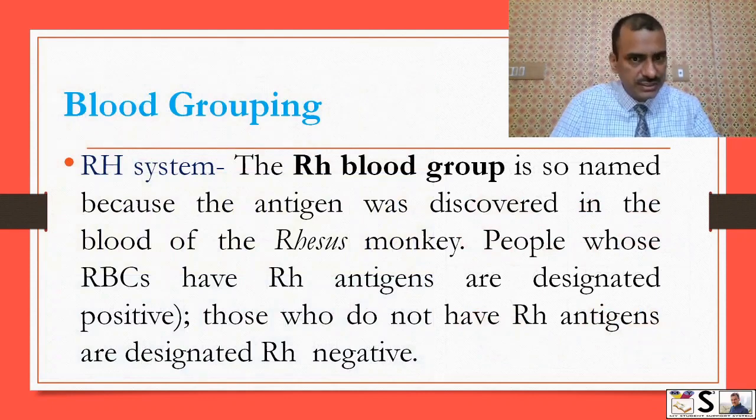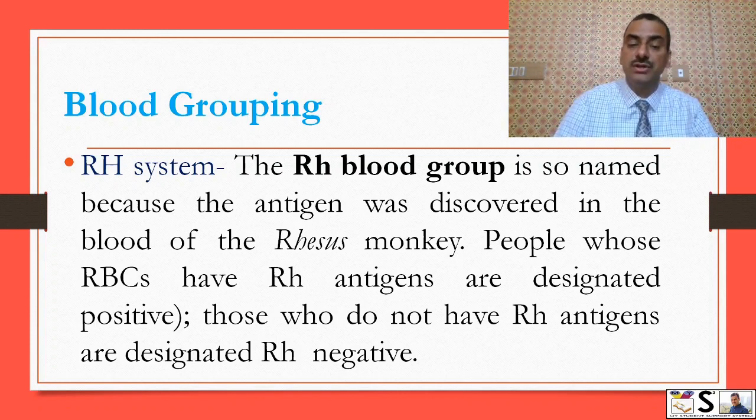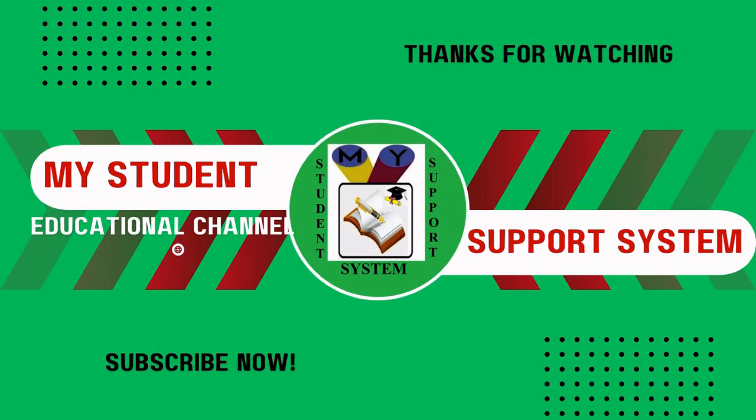RH system of blood grouping. The RH blood group is so named because the antigen was discovered in the blood of the rhesus monkey. People whose RBC have RH antigen are designated as positive, and those who do not have RH antigen are known as RH negative. Based on this, we say O positive, O negative, A positive, A negative, and so on.